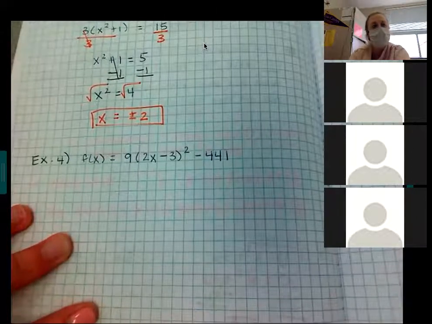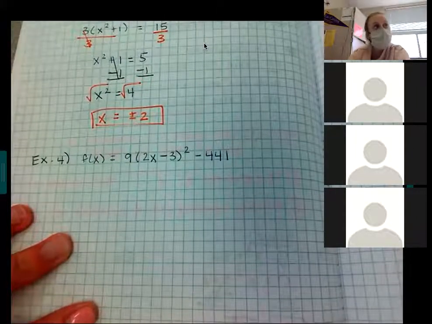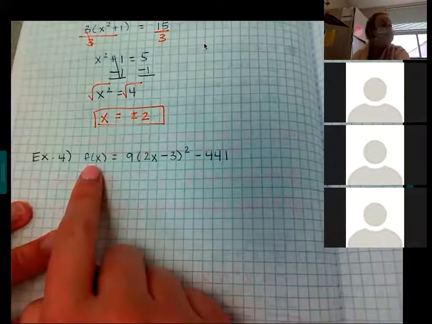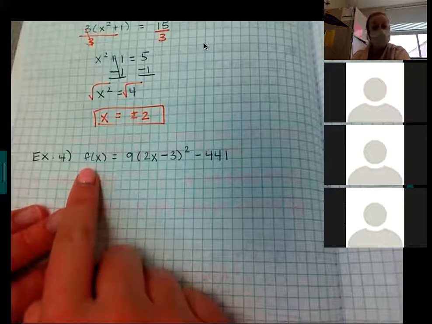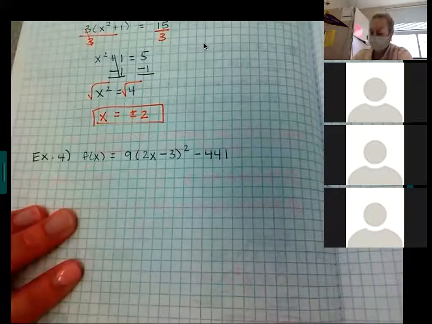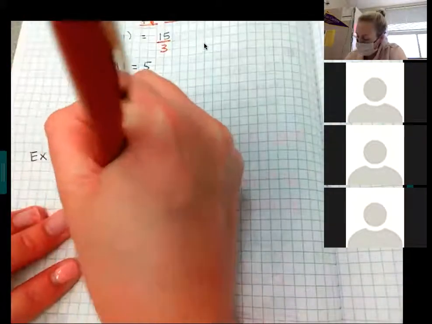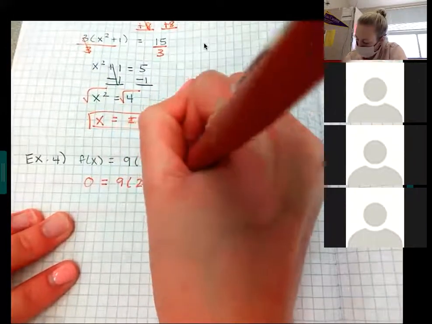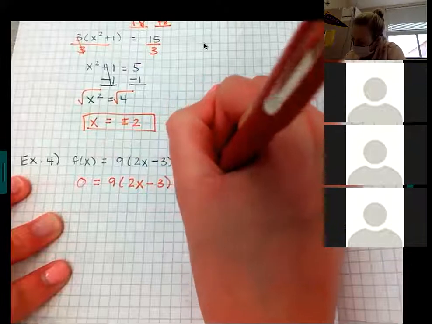We want to solve it. There's no other numbers on the other side. The other side says f of x. So for this one, what do we have to do first? Put a 0 in. So we have 0 equals 9 times (2x minus 3) squared minus 441.